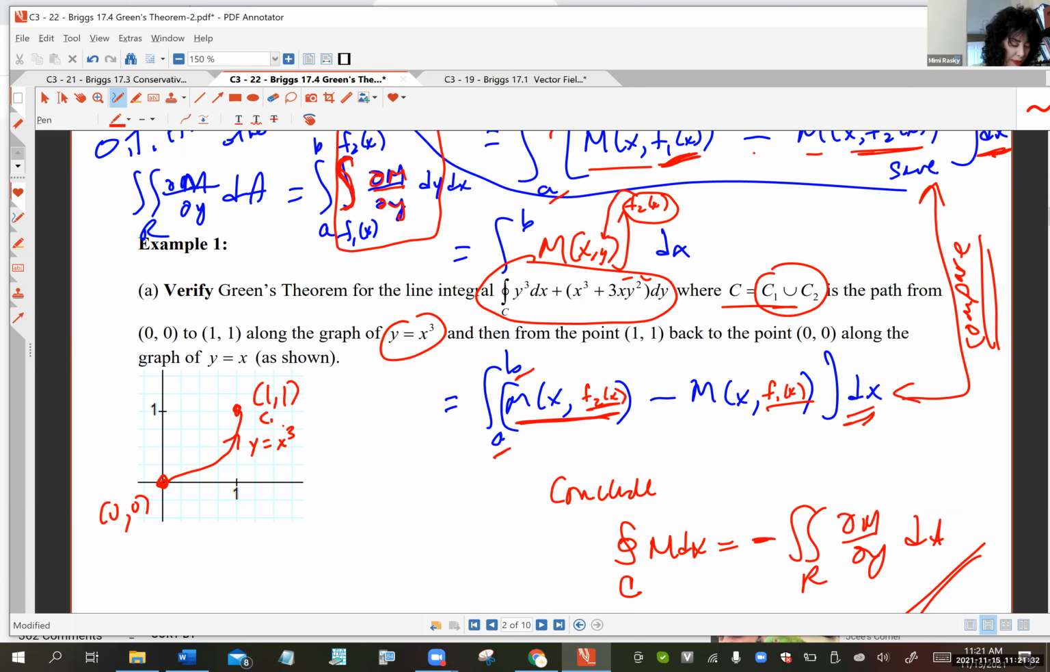We'll call that C1. And then it's got to be a closed curve, so you have to end up right back where we started. We're going to start from the point 1, 1 and go back to 0, 0 along y equals x. That's a straight line. We'll call that C2. And then here's our region, and it does look like it's simply connected.